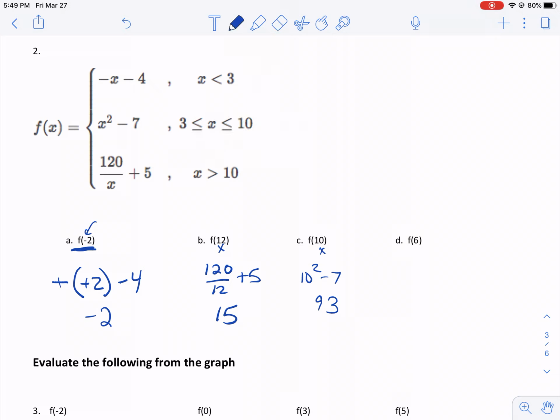And then f of 6. Is 6 less than 3? No. Is it between 3 and 10? Yes. So we're plugging it into the second piece. 6 squared minus 7 makes 29.